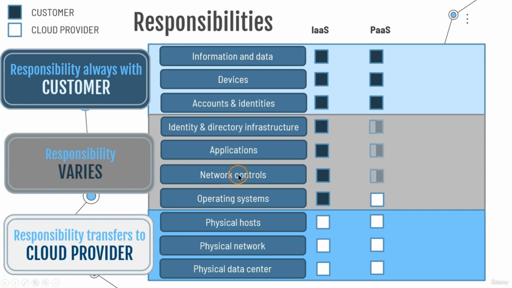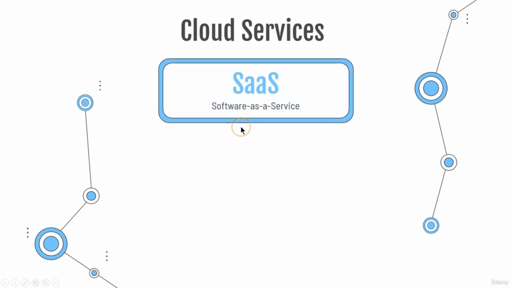With the other three responsibilities, the responsibility is shared between the customer and the cloud provider. This means we both have some things that we are responsible for and some things that the cloud provider is responsible for. So in this case, we share the responsibility and everyone has their own responsibilities. This is platform as a service. And in the next lecture, we also want to have a closer look at the last service type, which is software as a service.